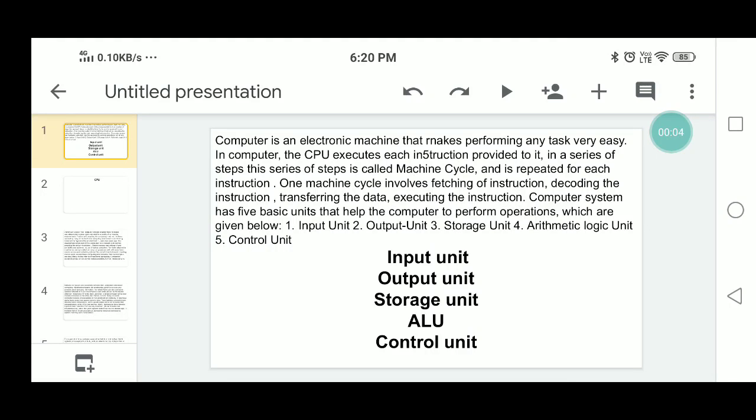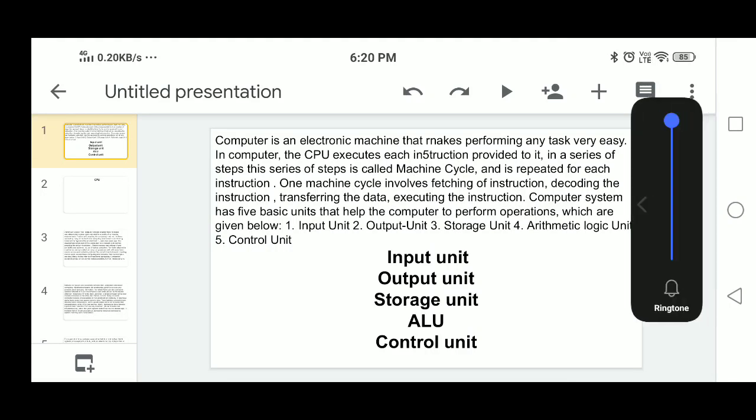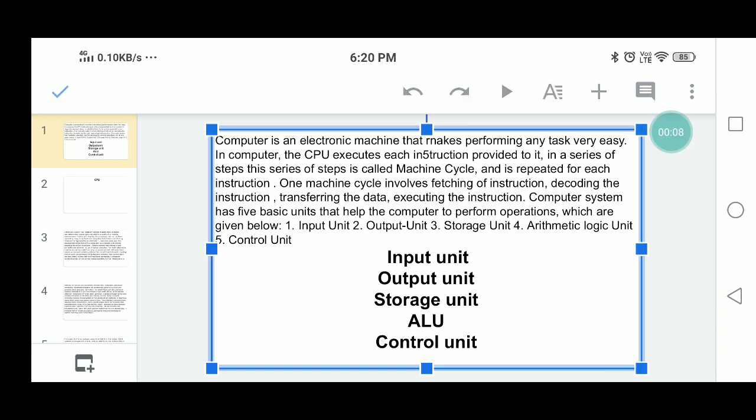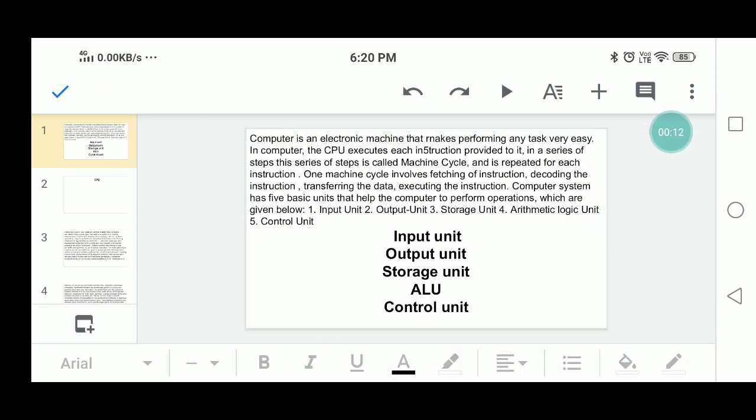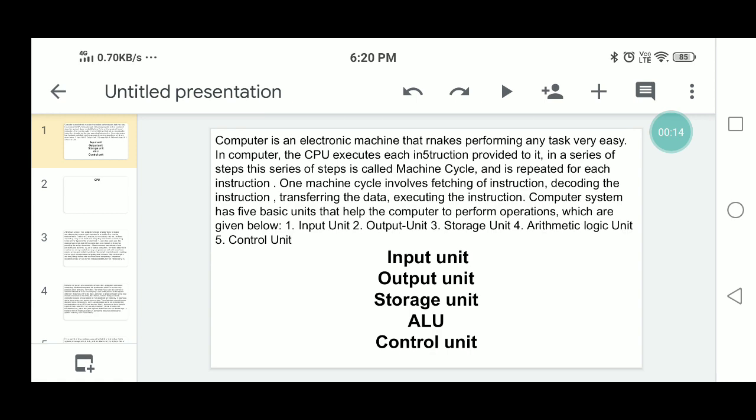Good morning students. We have to discuss the operating system software subject. In this subject, first of all, we have to learn about computer system architecture. That means, what is a computer?